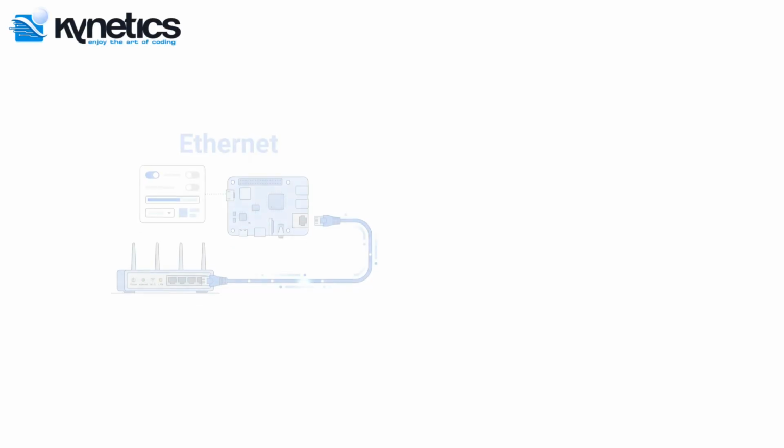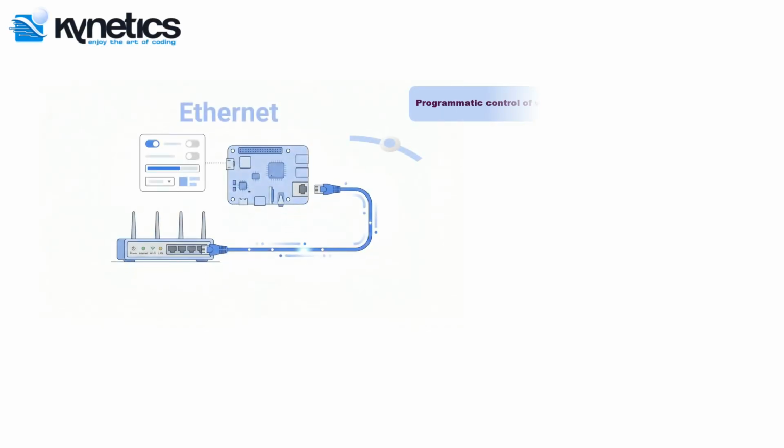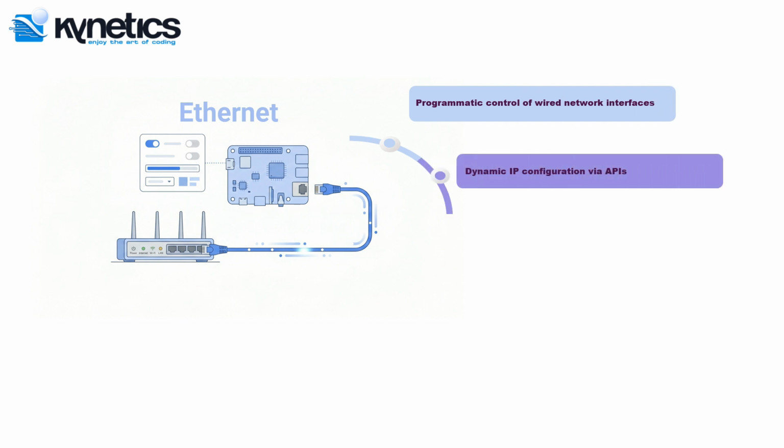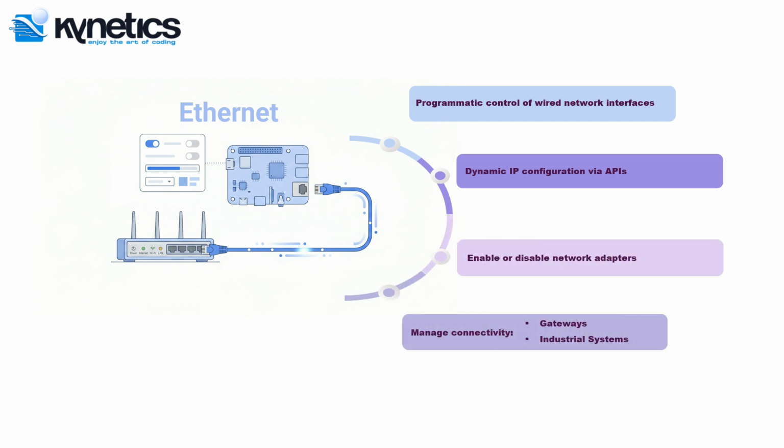Finally, let's look at the Ethernet SDK. It offers full programmatic control over wired network interfaces. It exposes APIs to configure IP settings, enable or disable adapters, and manage connectivity, making it ideal for gateways, industrial controllers, and other connected embedded devices.